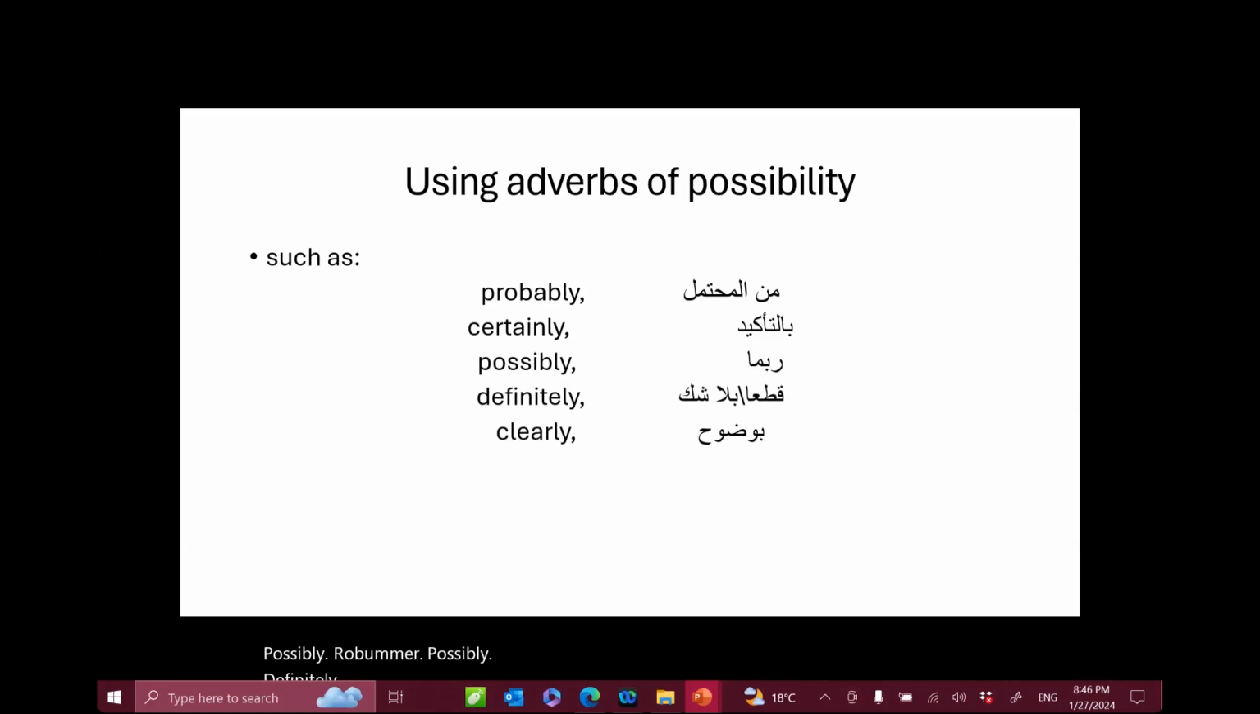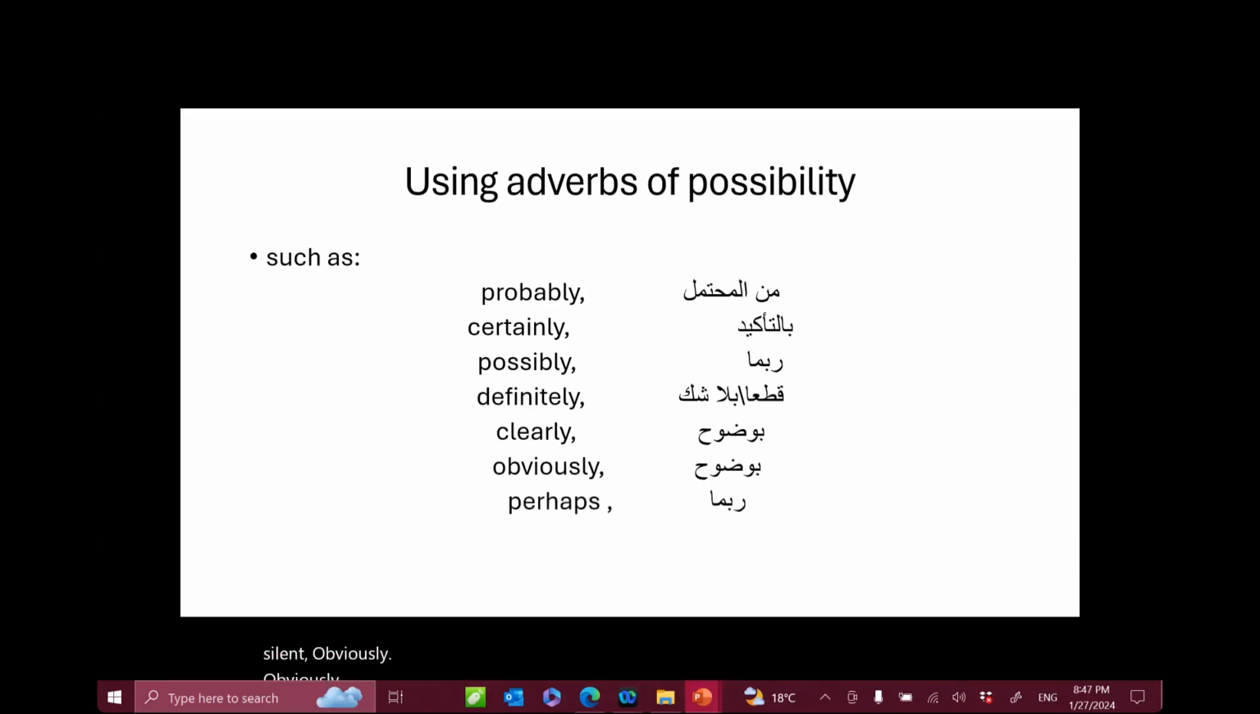Clearly. وضوح. Clearly. Obviously. Obviously. طبعا of course pay attention to the pronunciation here. أنا عندي be silent. أول be silent. Obviously.